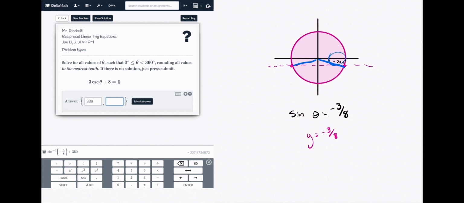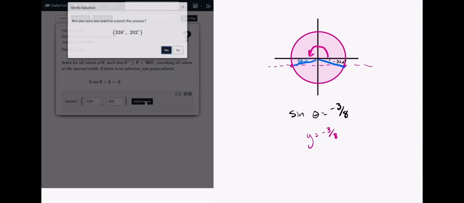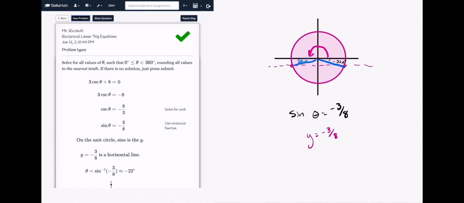We could reflect this same 22 degree angle into quadrant 3, and then just keep in mind that we need to add 1/2 rotation, beginning of course from the positive x-axis, meaning that we'll take a positive 22 degrees, which could come in our on-screen calculator from the negative of the inverse sine of negative 3/8, and then add 180 to that. With our two solutions now, we can go ahead and submit this answer and see that we have correctly solved this trigonometric equation.